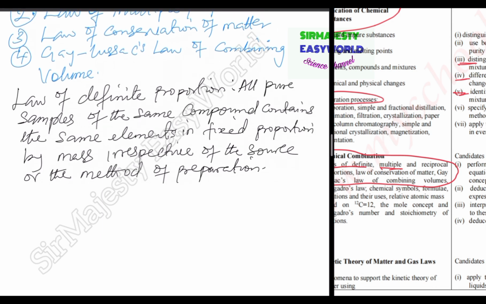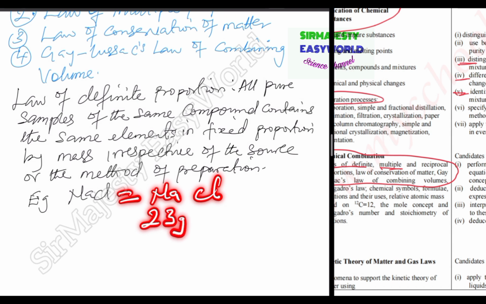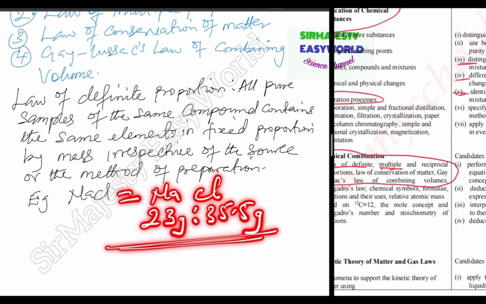There are many approaches you can apply in producing sodium chloride. To explain this law, let's take a look at sodium chloride. This is all about having different ways of preparing one particular compound. So one can prepare sodium chloride in the lab. One can also get it as rock salt or sea salt. Whichever way you get this sodium chloride, provided that it is pure, it will always contain sodium and chlorine combined in a fixed ratio by mass of 23 grams of sodium to 35.5 grams of chlorine. That's the law of definite proportion.